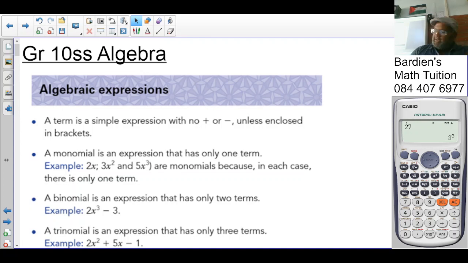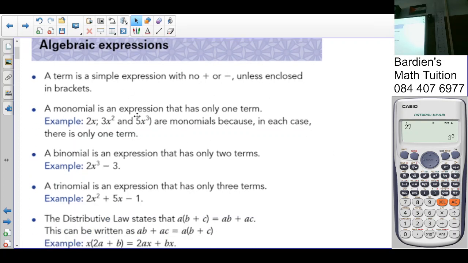Okay, good morning. At this point, I've explained this to the grade 10s of this year. However, we are experiencing load shedding at the time, so I'm just going to do a recording of these examples. I've explained the algebraic expressions. This is basically going to be a shorter version of this video. For the full lesson, you'll find it in the description box below.